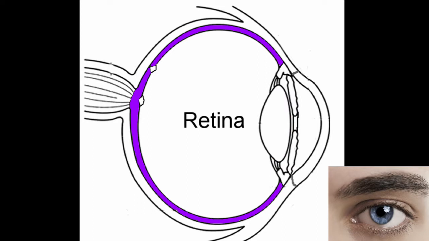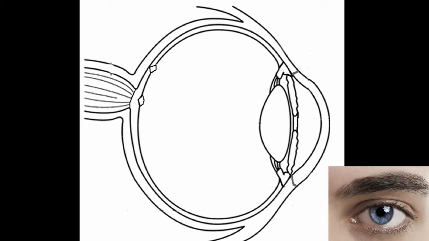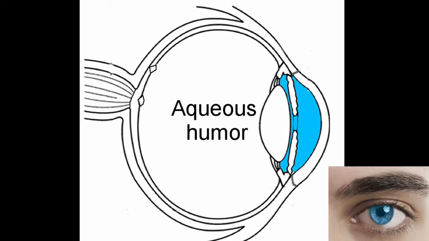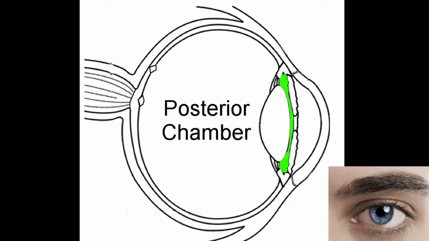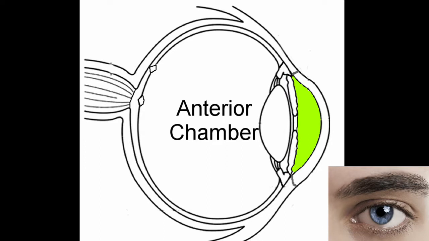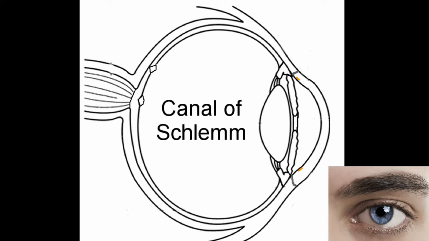The retina changes the light into an electrical signal, which is then sent to the optic nerve so it can be processed by the brain. Moving back to the front of the eye, there is a fluid called the aqueous humor. Production of this fluid begins in the ciliary body, filling the posterior chamber, which then goes through the pupil and into the anterior chamber. At the bottom of the anterior chamber, there is a network of openings called the trabecular network. These pores drain into the canal of Schlemm, which leads the fluid into the bloodstream.